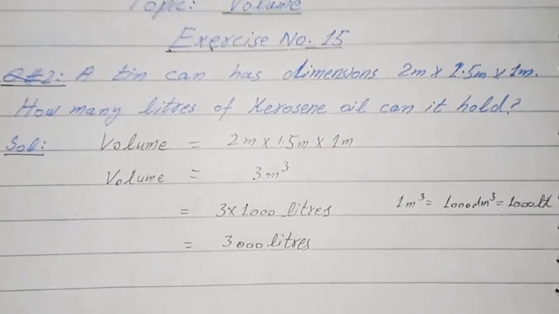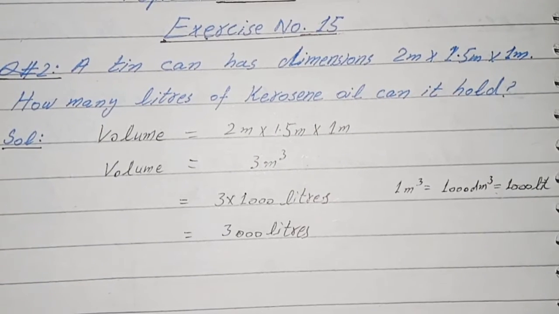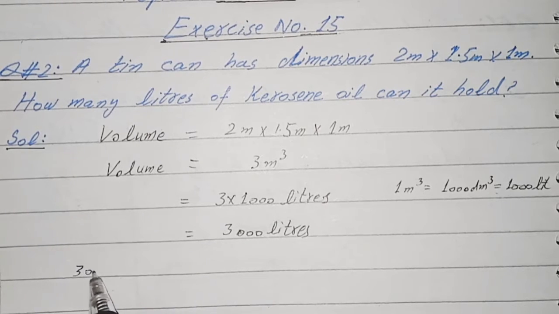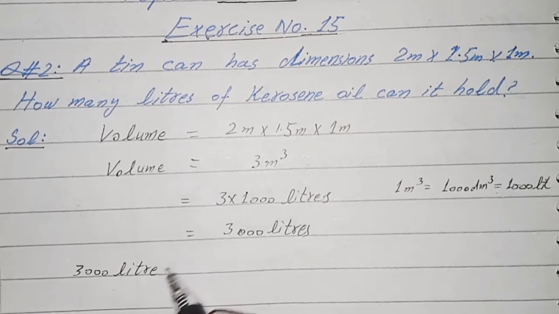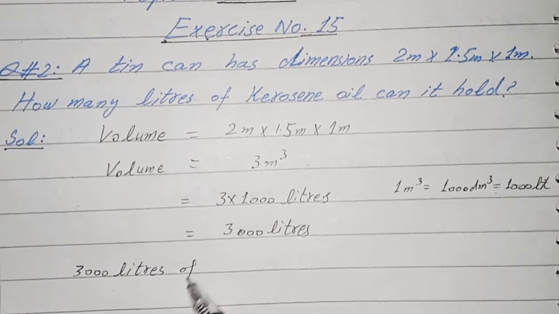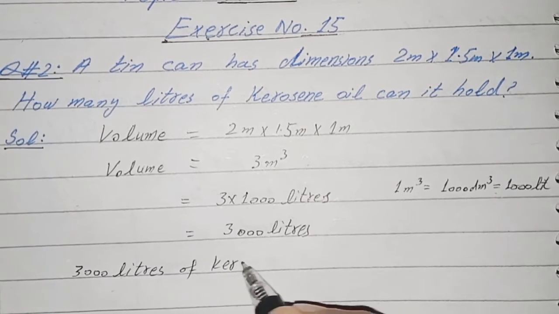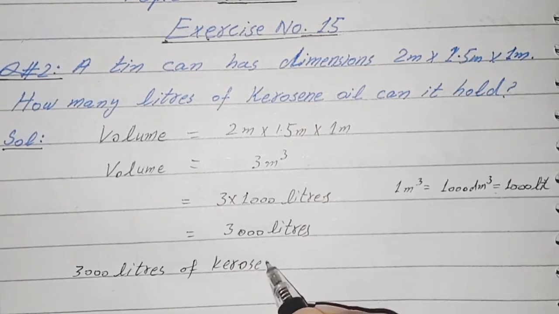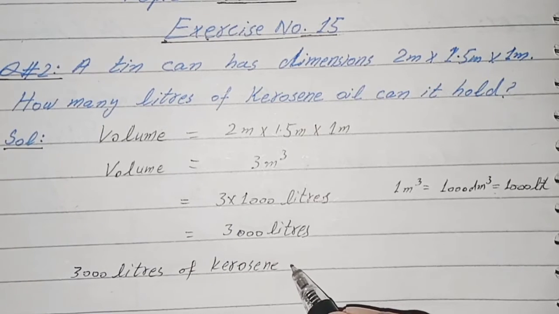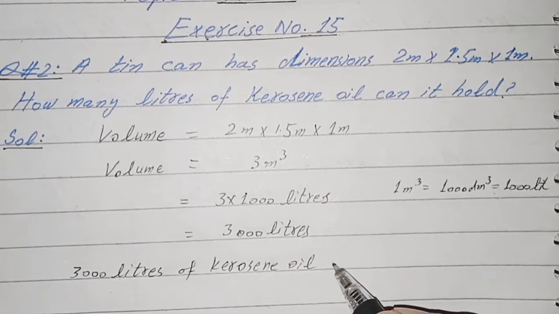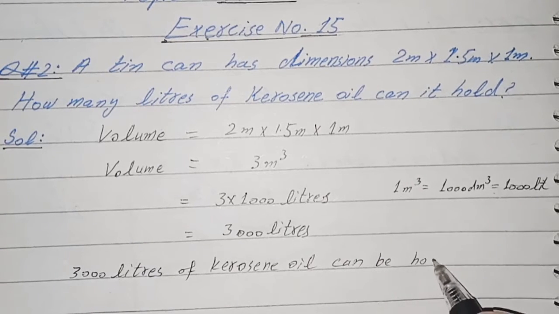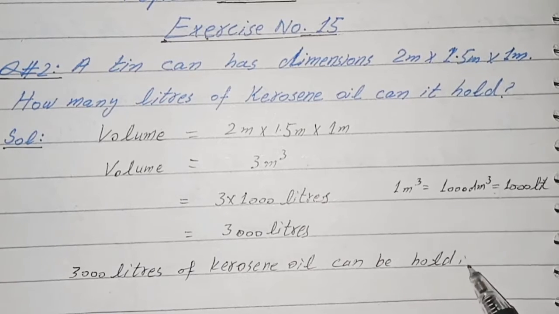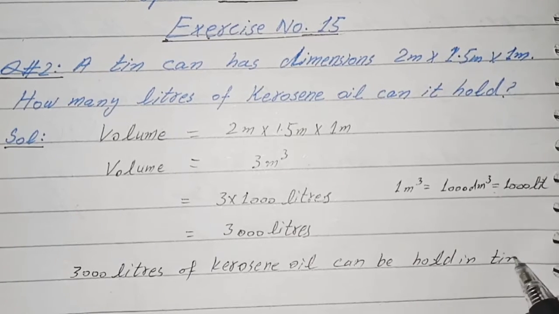So we can write the answer as 3000 liters of kerosene oil can be held in tin. So this was question number 2.